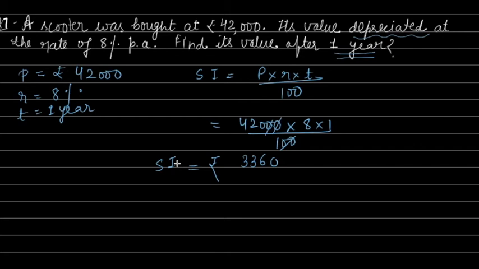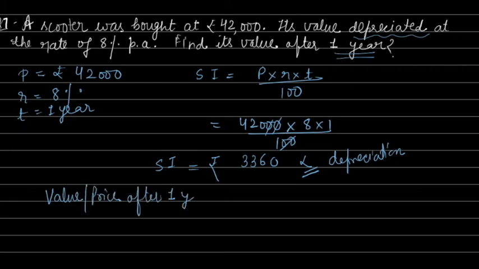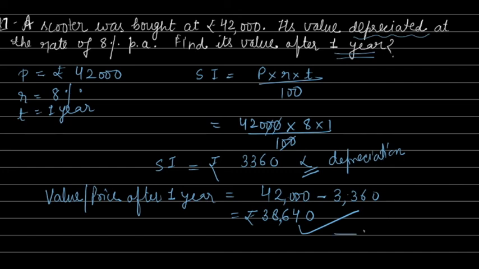We have to calculate its value. This much the price has come down. This much is the depreciation from the original value. So the price after 1 year will be 42,000 minus 3,360, which gives you 38,640. This is the price after 1 year when there was a depreciation in the price of the scooter at a rate of 8% per annum. So this was the last question of this exercise.